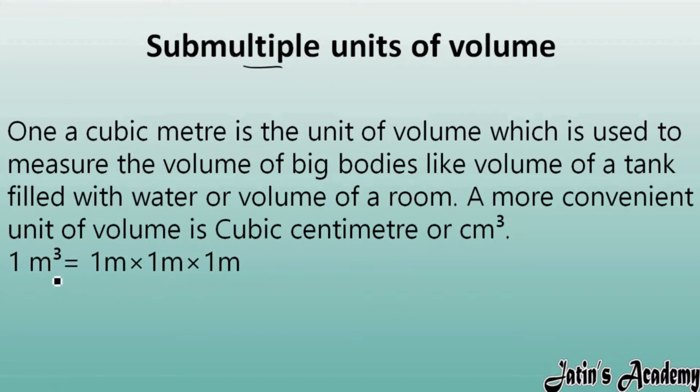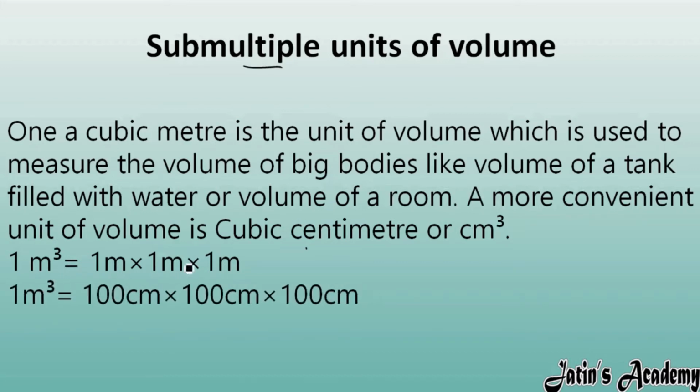So here we are having the relation for 1 meter cube. 1 meter cube we are going to write as 1 meter multiply 1 meter multiply 1 meter. As we know, 1 meter is equal to 100 centimeter. So instead of 1 meter we are going to write 100 centimeter, 100 centimeter, 100 centimeter. So 1 meter cube is equal to this much centimeter cube. This is the relation between the SI unit and CGS unit of volume.